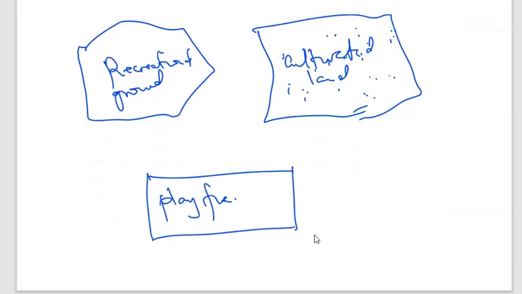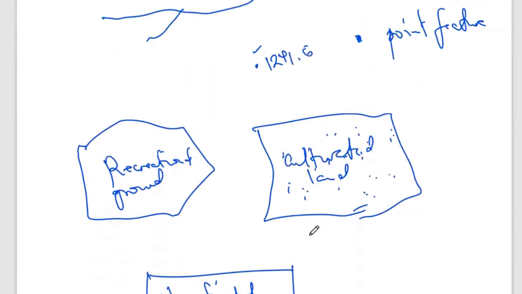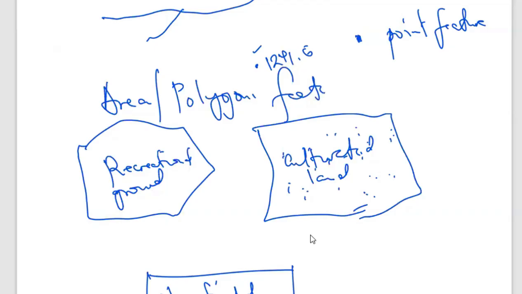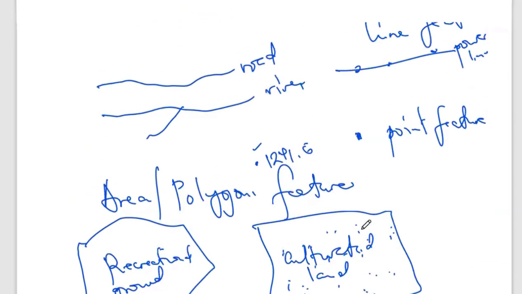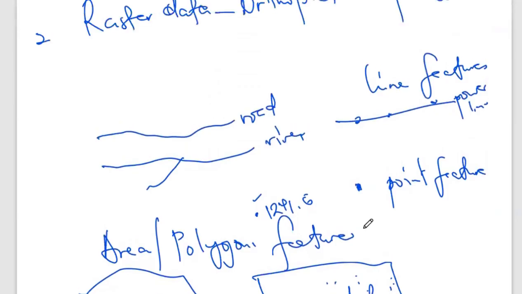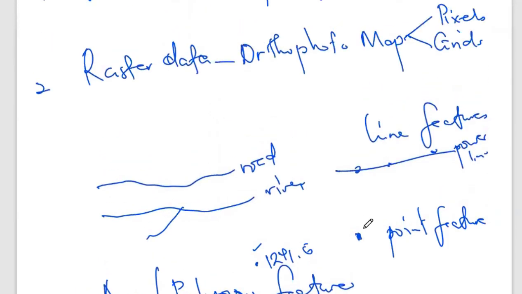Play field. This is also an area feature. So on a topographic map, those features which are big enough and have boundaries which are enclosed are the ones that we refer to as area features or polygon features. Right, area or polygon features, those are the ones. So that is how vector data presents or stores information in GIS.